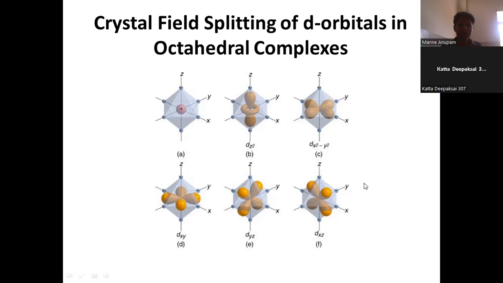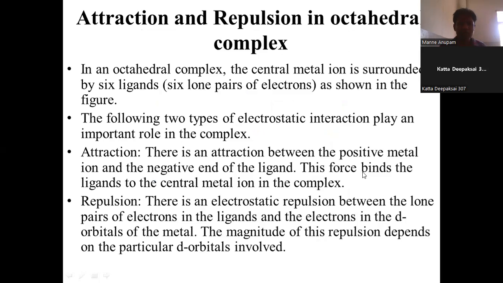So we will go to the next slide. Whichever orbitals are present on the axis, there will be an increase in energy. Whichever are present in between the axes, there is a reduction in energy. How energy is increased for the orbitals on the axis, and how energy is reduced for the orbitals in between the axes, we will study here.